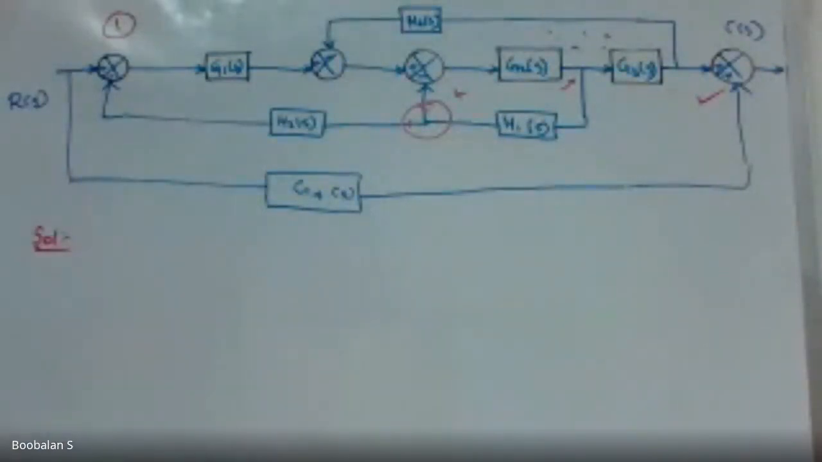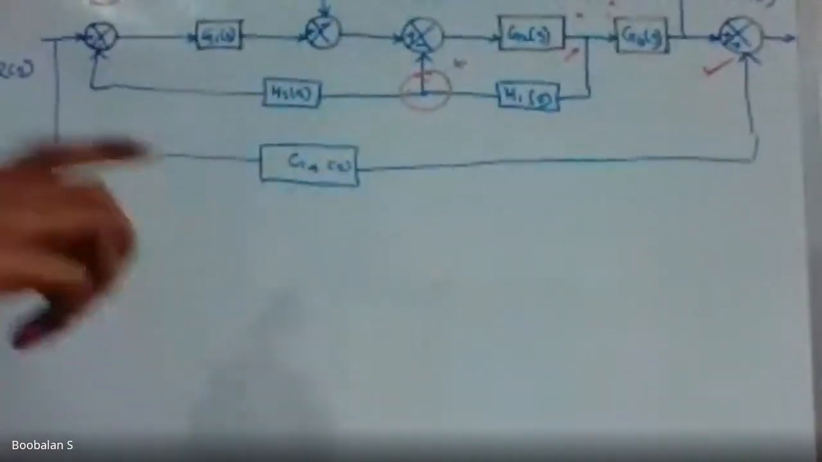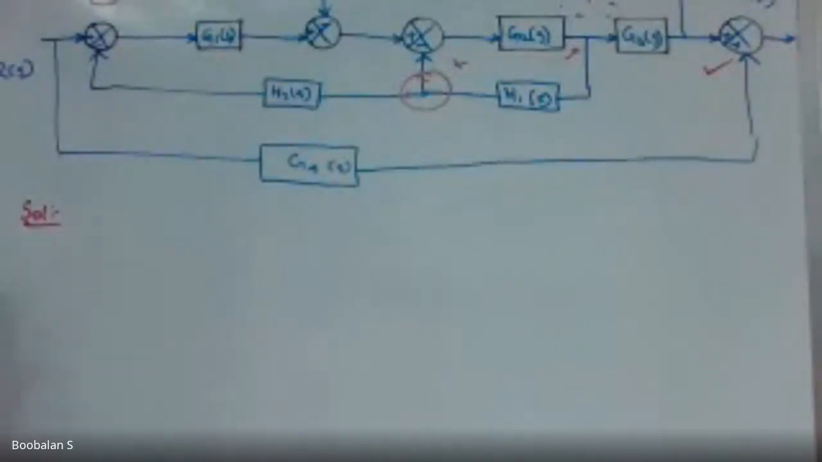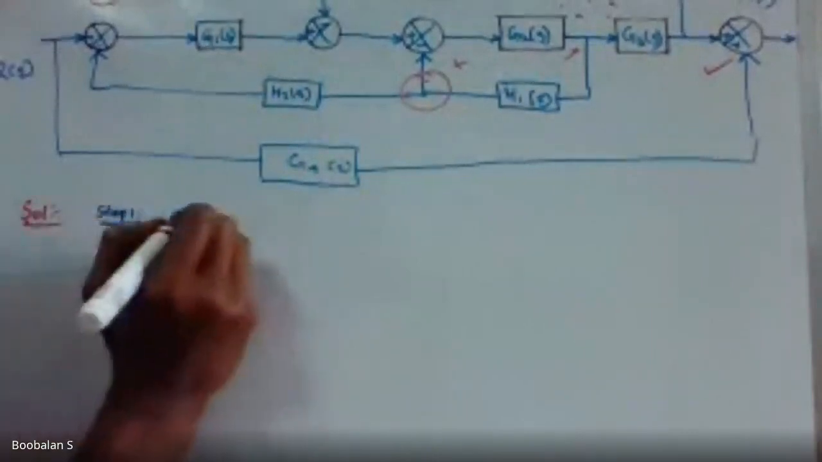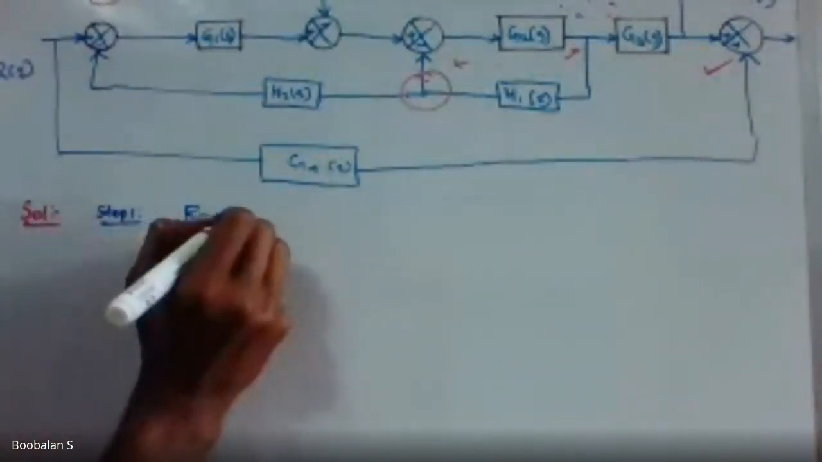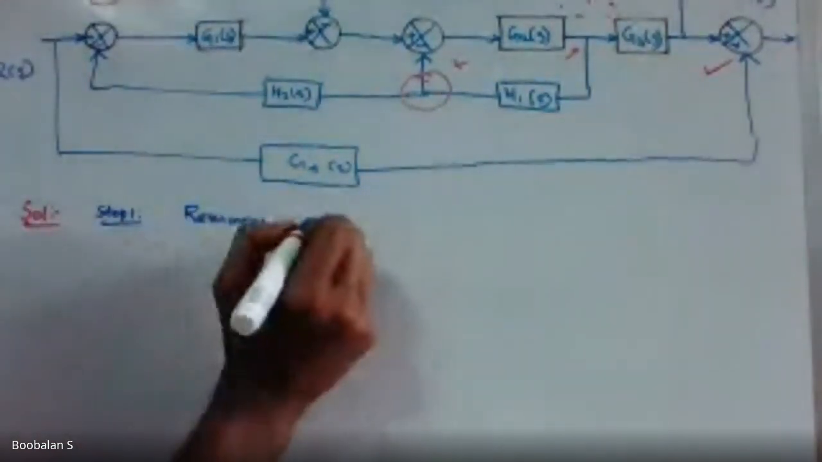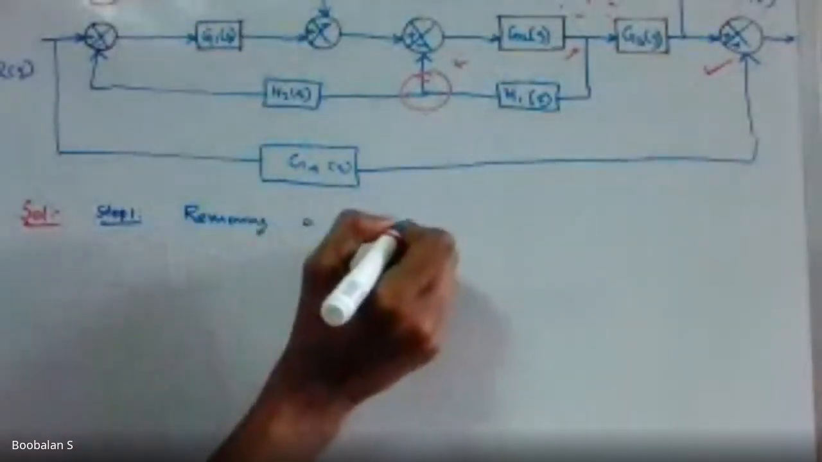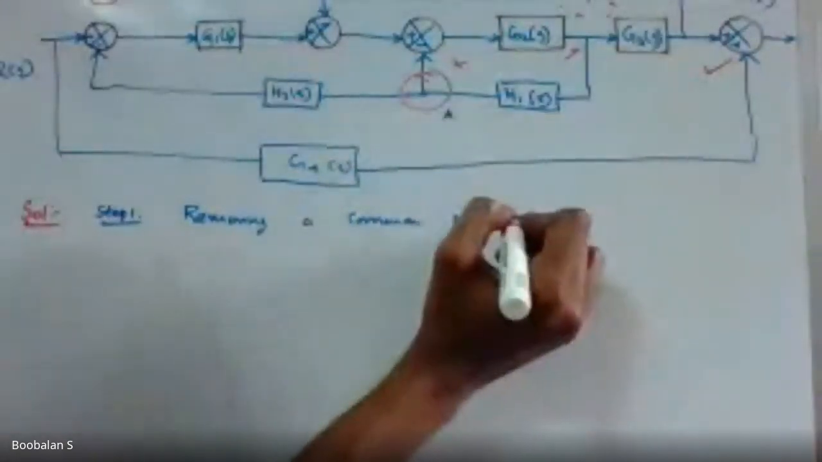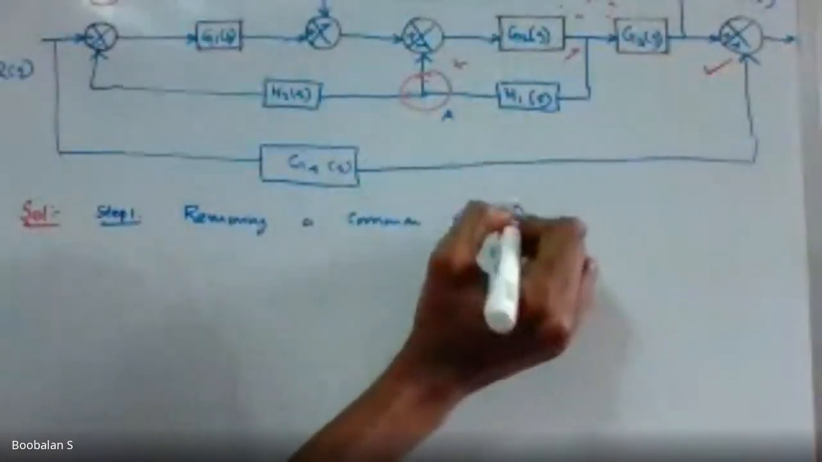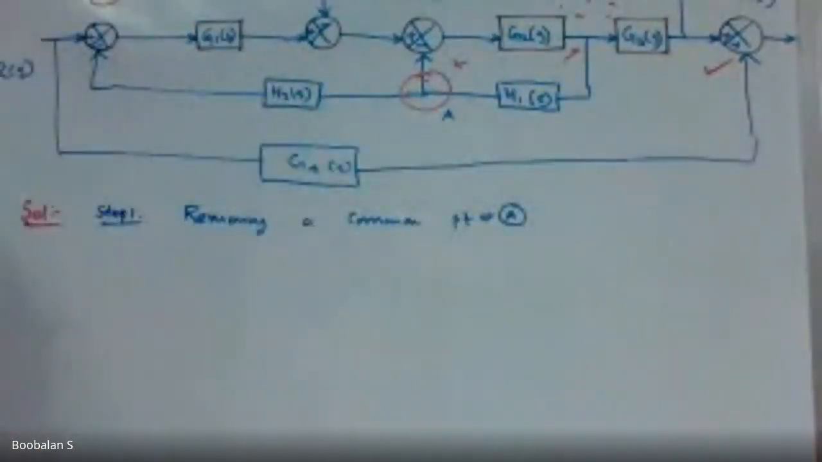Now I'm going to redraw the same diagram once more, which will be easy to understand. Solution step 1: removing a common point, here at point A, and then we're just going to remove it.